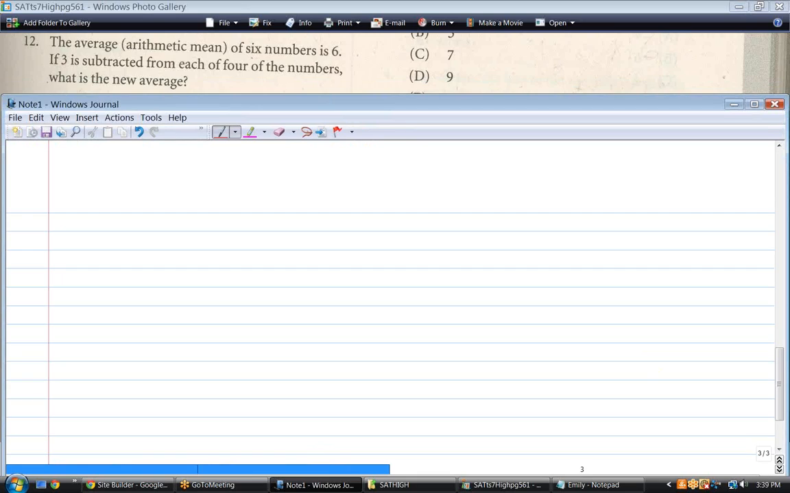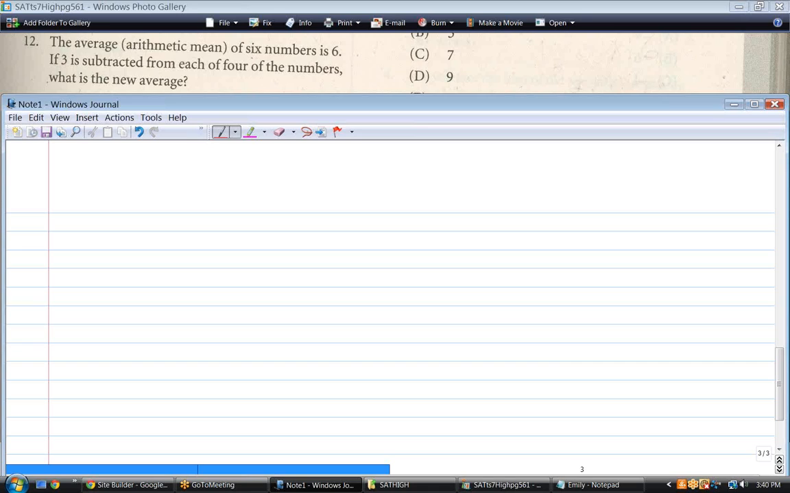The average of 6 numbers is 6. If 3 is subtracted from each of 4 of the numbers, what is the new average? So if you just start with 6, so then you'd have 3 6s and 3 3s. Oh, you'd have 2 6s and 4 3s.